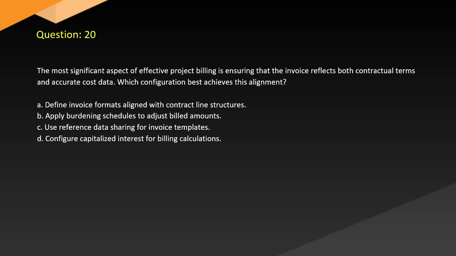Question 20. The most significant aspect of effective project billing is ensuring that the invoice reflects both contractual terms and accurate cost data. Which configuration best achieves this alignment? A. Define invoice formats aligned with contract line structures. B. Apply burdening schedules to adjust billed amounts. C. Use reference data sharing for invoice templates. D. Configure capitalized interest for billing calculations.